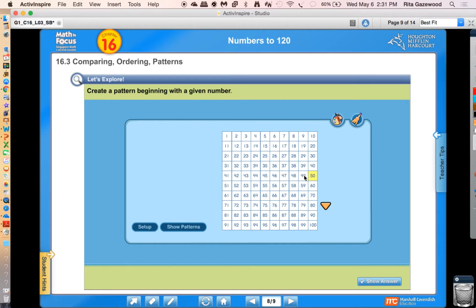The subtracting patterns are a little bit harder. I'm going to show you a little trick with them. So I'm starting at 50. Help me count back 5.